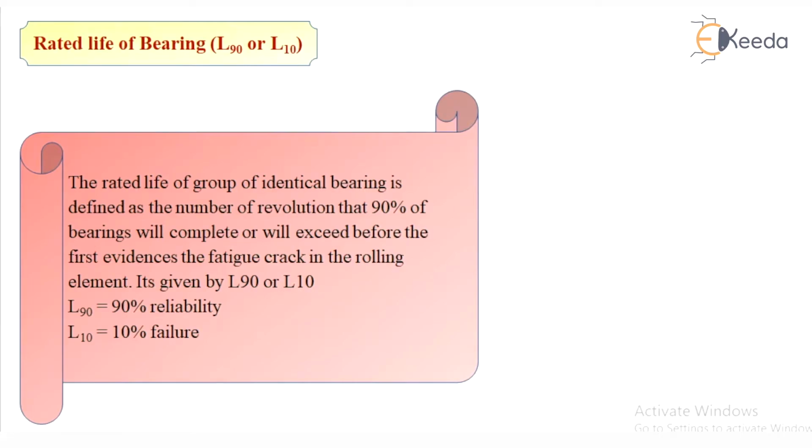The first one is rated life of bearing, represented as L90 or L10. The rated life of a group of identical bearings is defined as the number of revolutions that 90% of the bearings will complete or exceed before the first evidence of fatigue crack in the rolling element. It is given by L90 or L10. L90 refers to 90% reliability and L10 refers to 10% failure.